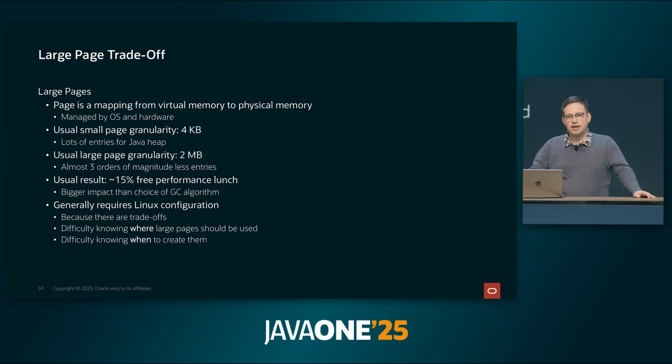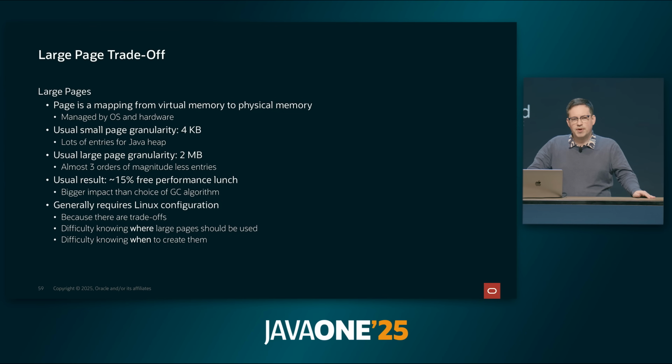The big deal is that these entries need to be cached by the hardware. And a usual result of using large pages is that the performance of the application improves by roughly 15%. And this is a pretty big deal. In fact, it's not uncommon for this to be more important than the choice of GC algorithm. And then you might wonder, why don't you just have large pages on all the time? The reason why is that there's a trade-off and it's difficult.